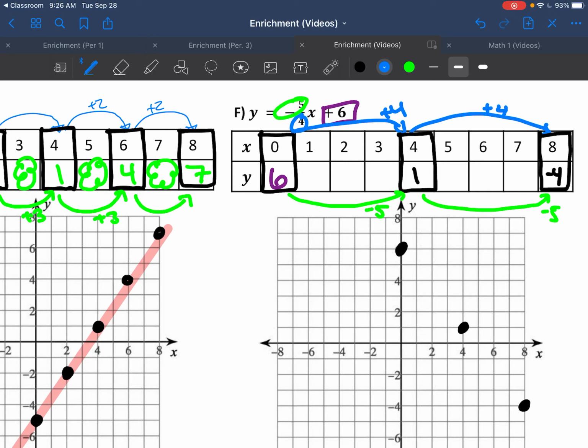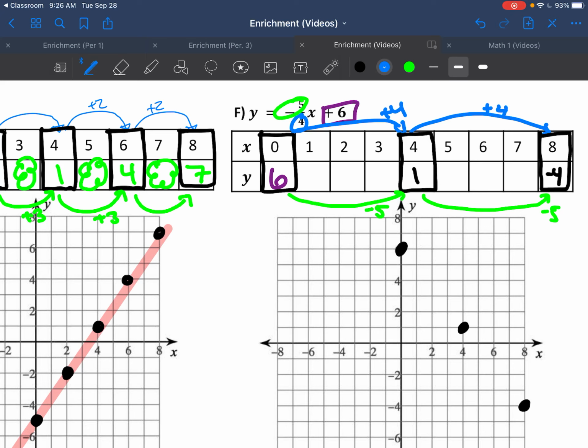The 4 on the bottom means we go every 4 numbers for our x's. So I boxed in the x's 4 and 8. Then this negative, we're going to say is the -5. So we're going -5 for our y's, which gives us 1 and -4. And we started with the 6. Here's what it looks like graphed.